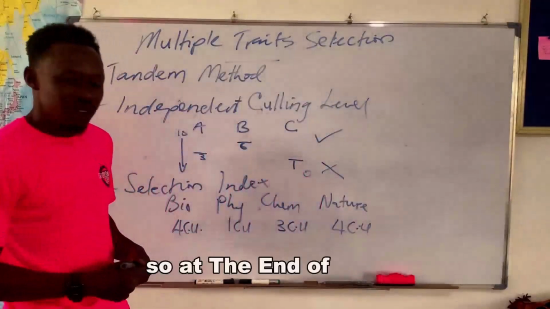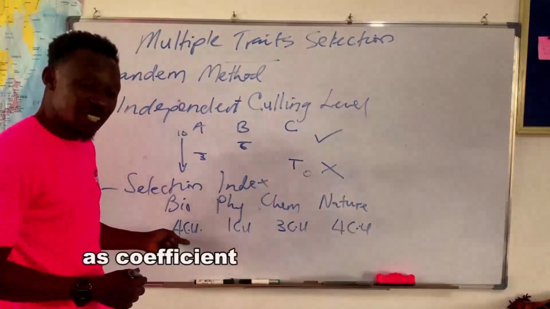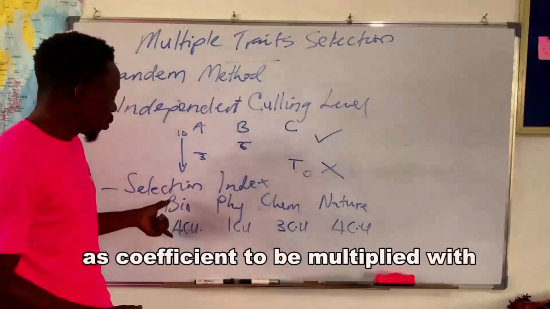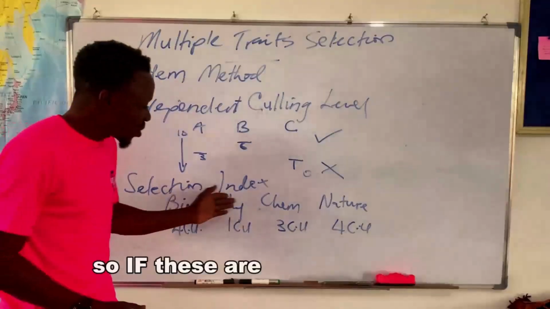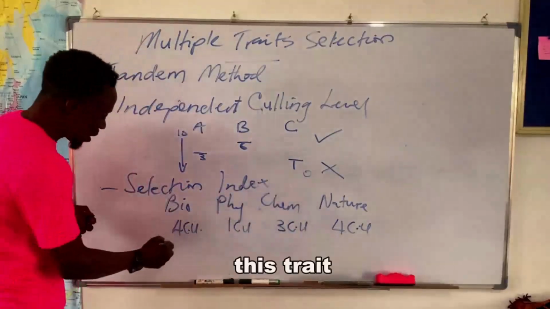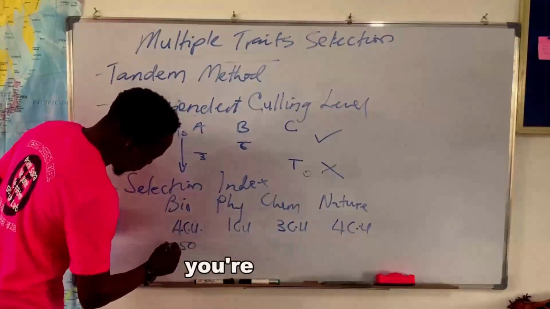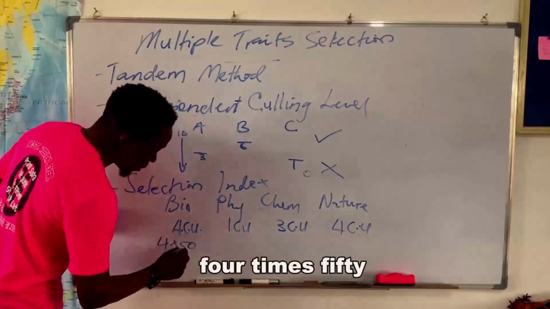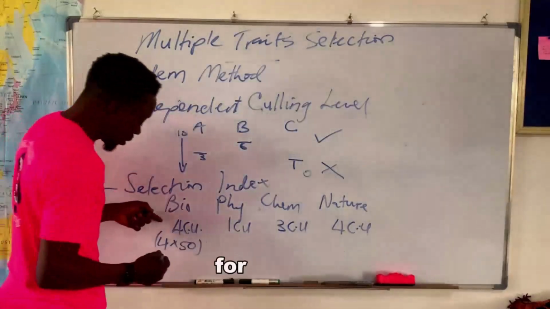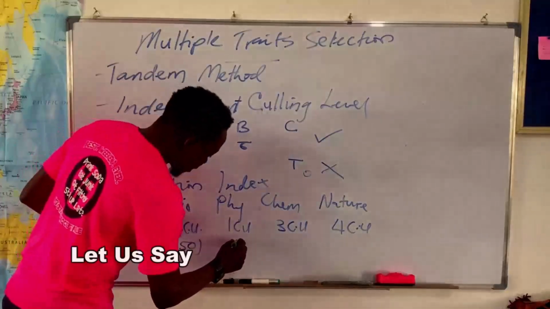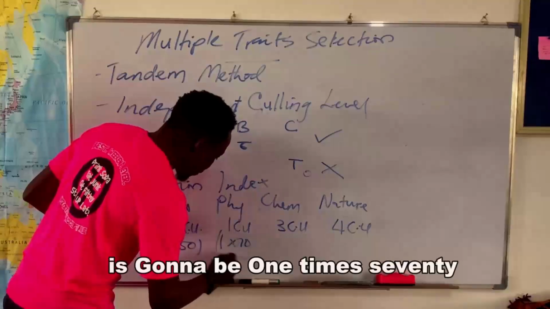So at the end of the day, these weights will be used as coefficients to be multiplied with your score in this course. So if these are traits in an animal, and the animal scores, let us say, 50 in this trait, here you are going to say 4 times 50. That will be the entry of the animal for this course, for this trait. Then here, let us say the animal scores 70 for this trait. It is going to be 1 times 70.